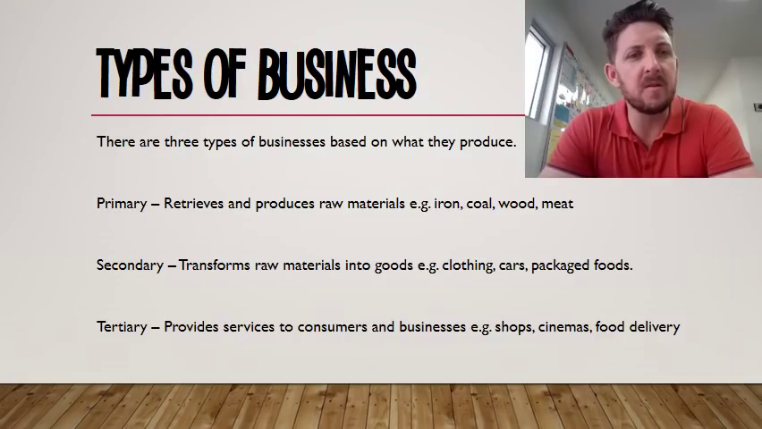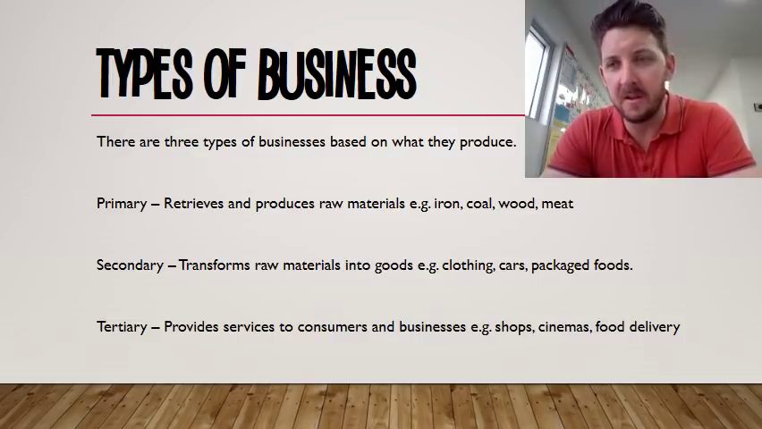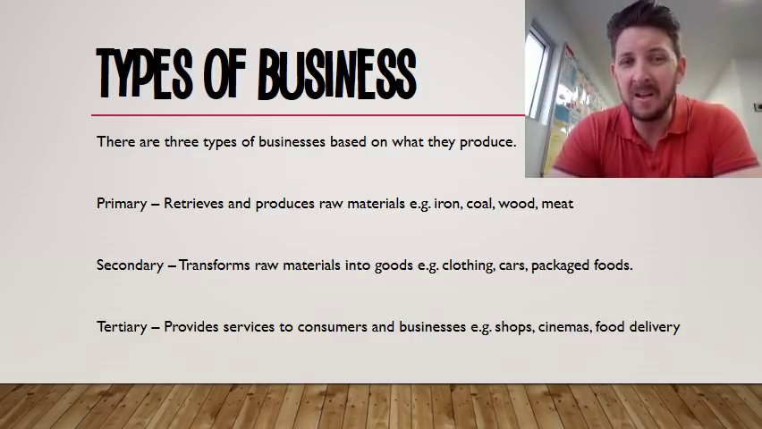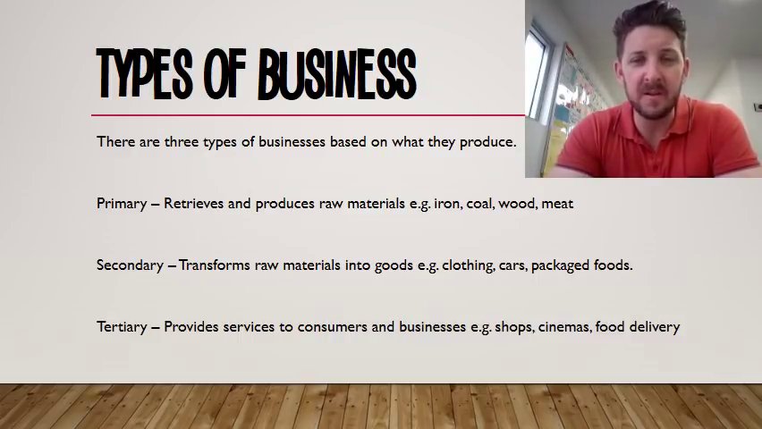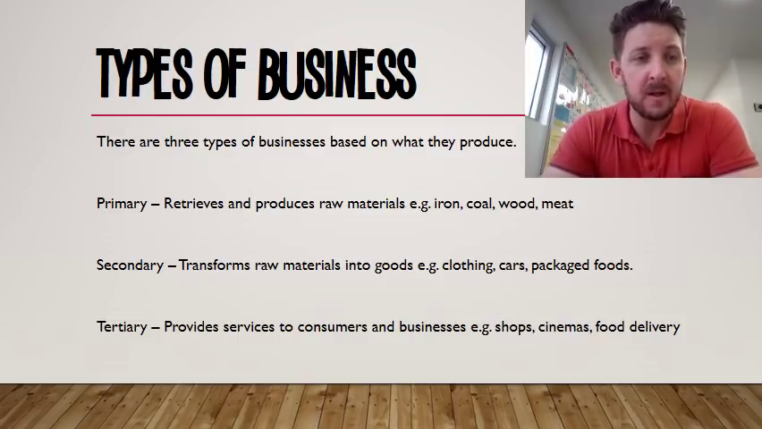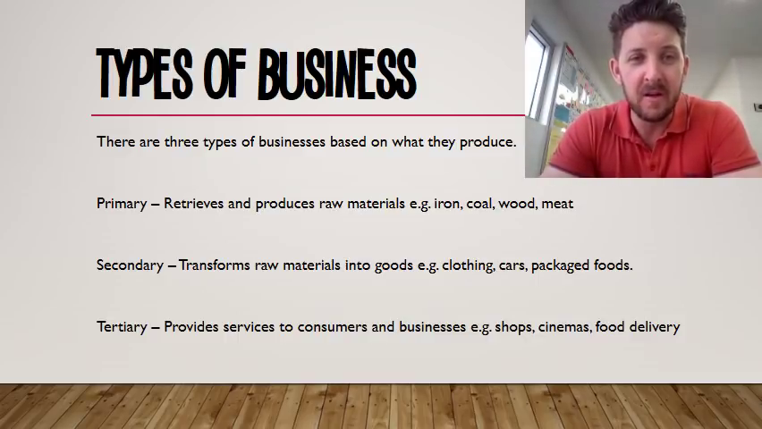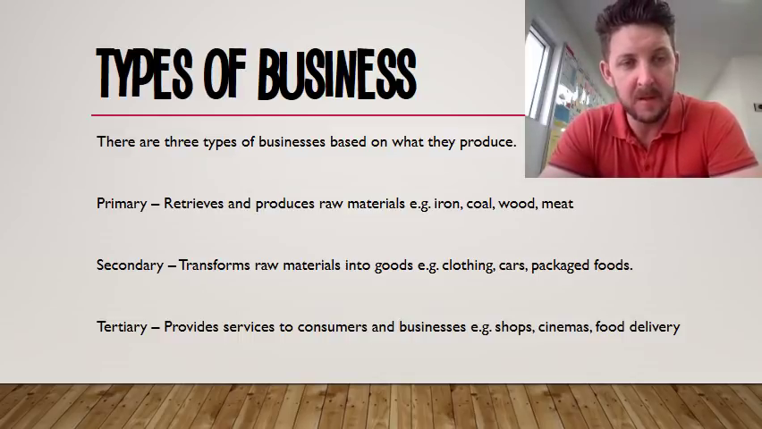And here are the three different types of business, and you would have seen those in the clip that I've just shown you. You have primary, secondary and tertiary. And literally these here, gentlemen, are based on what the business actually produces, in which category they lie in. So a primary business is one that retrieves or produces raw materials. So these are things that are at their absolute first state. So things that come out of the earth, or animals, or things like iron, coal, wood, meat.